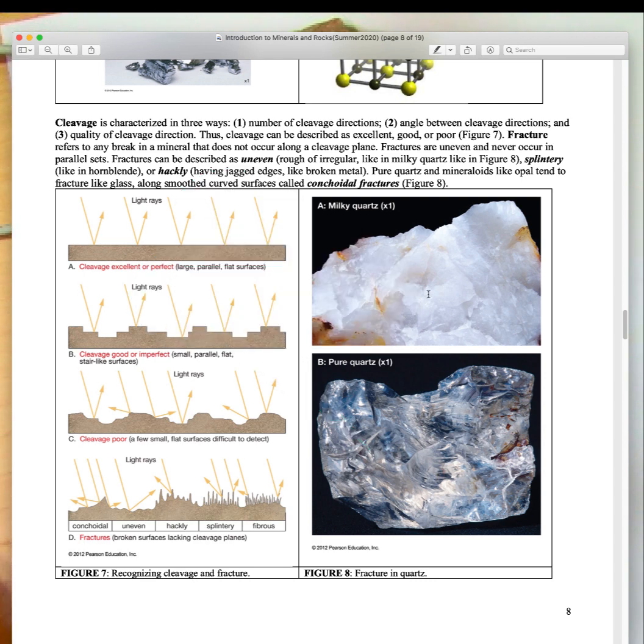You can sort of see those curves, and that's what we call conchoidal fracture. We'll be looking at milky quartz, and milky quartz has these partings which sort of look like cleavage, but you'll see that the partings are not parallel. And I'll try to point that out on some of the minerals.